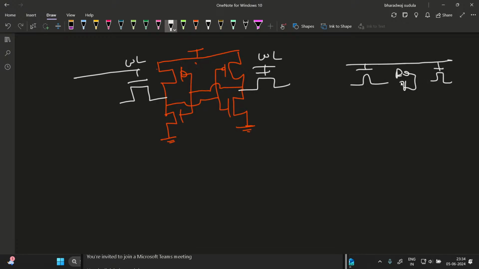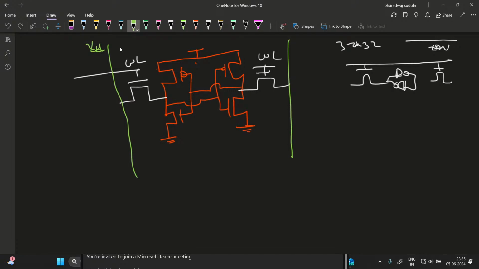So in a row, the entire row of cells will be on. If you have 32 by 32, the 32 cells in that row will be turned on. Basically, there will be bit lines, and usually when you are writing data... but let's discuss the read operation first. Then we'll go to write.